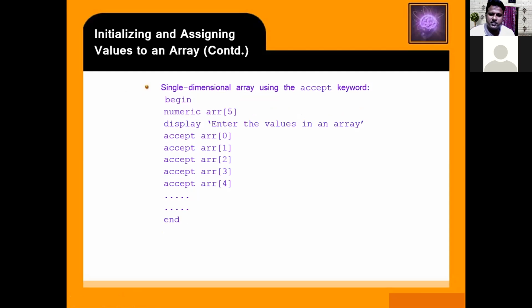In a single dimension array, for storing values from the user, we use the accept statement. Accept array 0, array 1, array 2, array 3 and array 4. So we pass 4 index numbers where you store the value. Then it asks you to enter the value in the array. So we pass the values, and the 5 values are stored here.